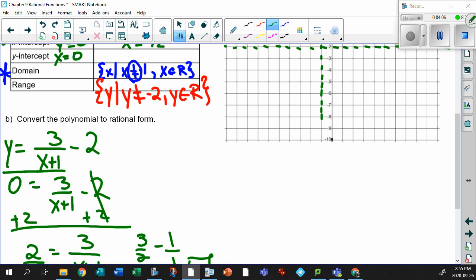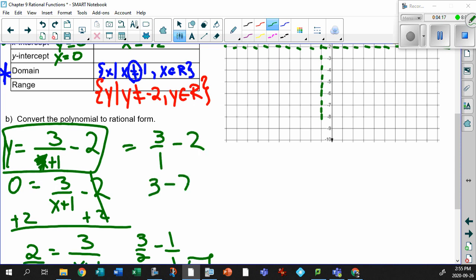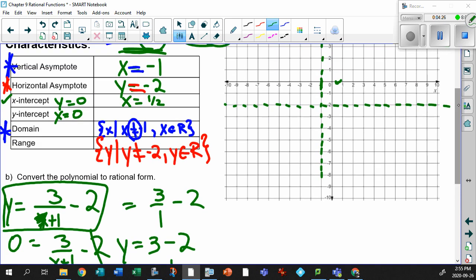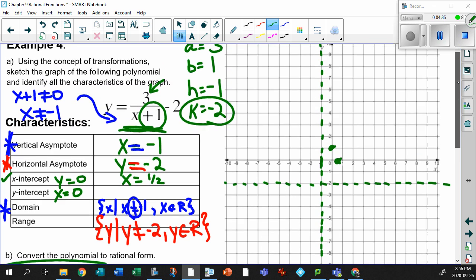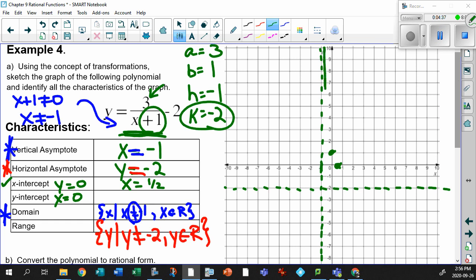Well, you did right here, so let's avoid some messiness. You know x is 0. So guess what? That leaves you with 3 over 1 minus 2. 3 over 1 is 3. 3 minus 2, y equals 1. Look, y equals 1, which is right here. So you've got a point here and you've got a point here. And look, you can even start drawing this side. Beautiful.